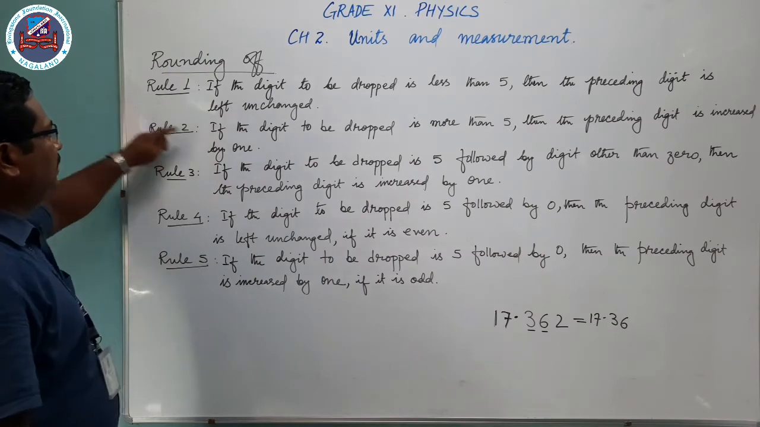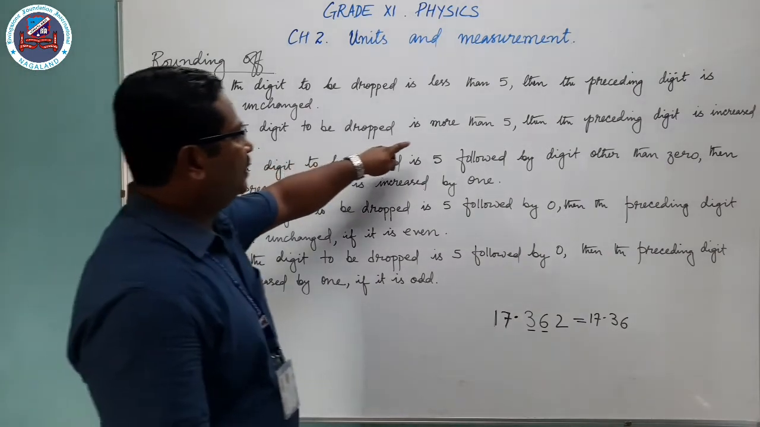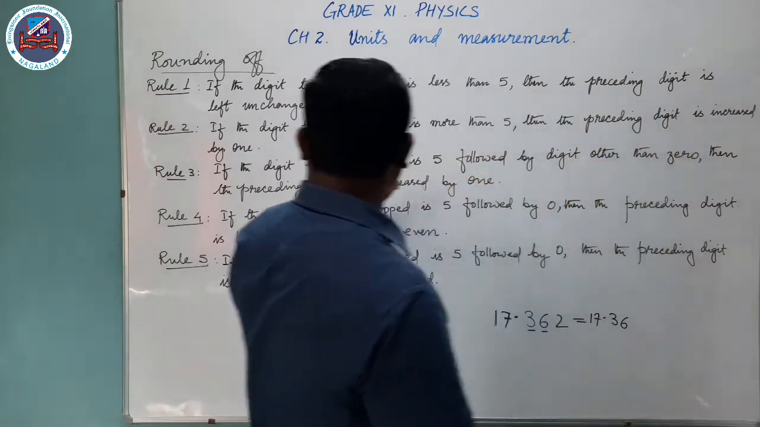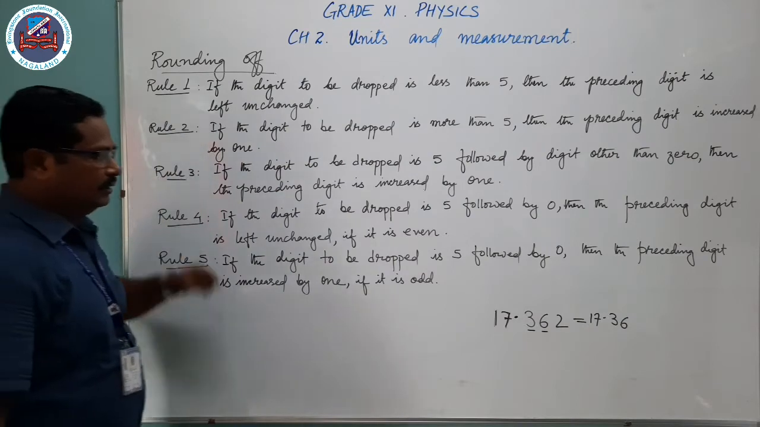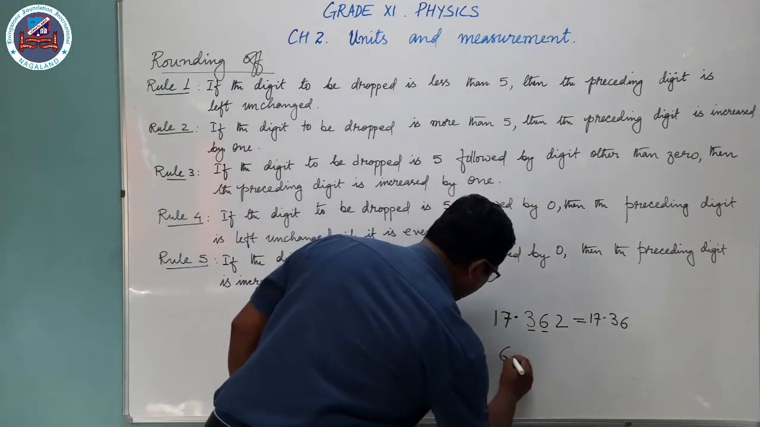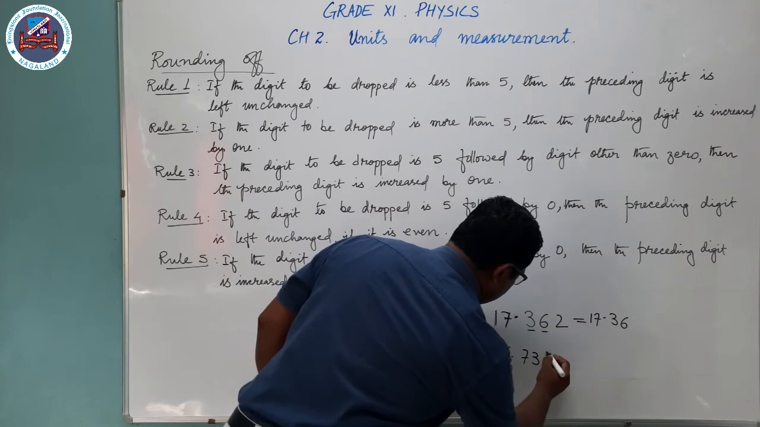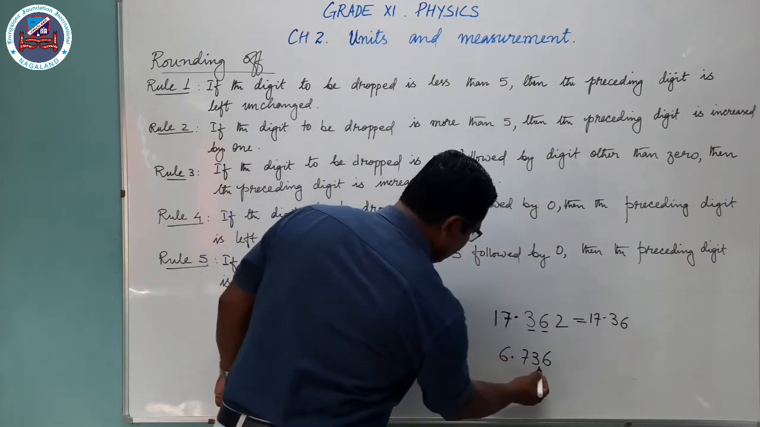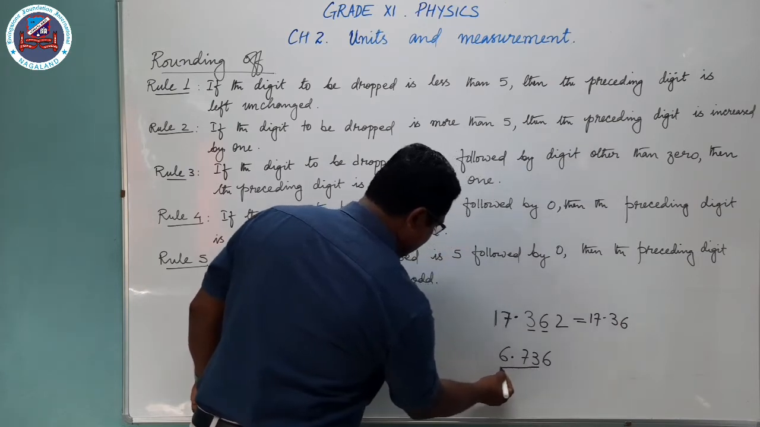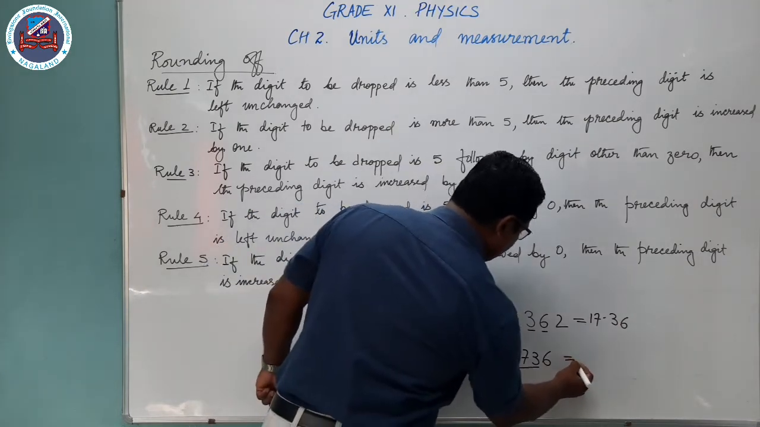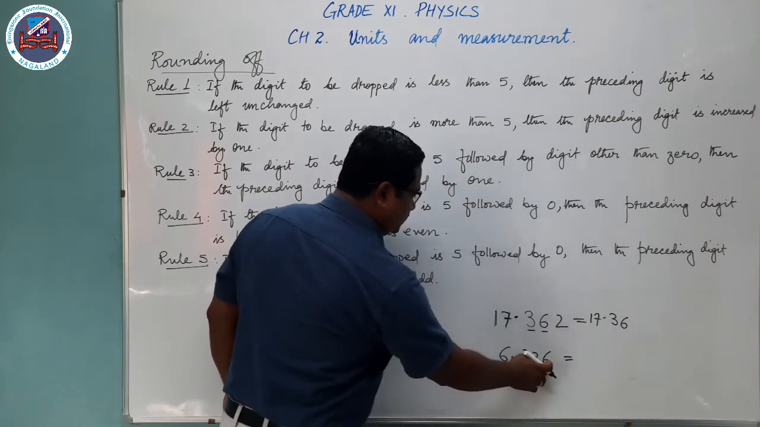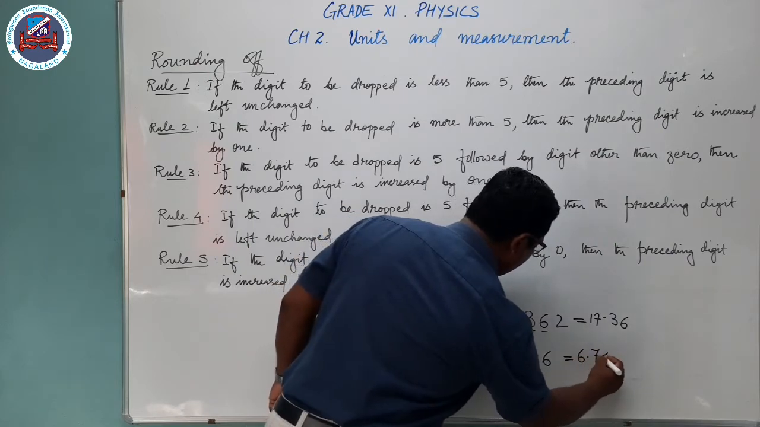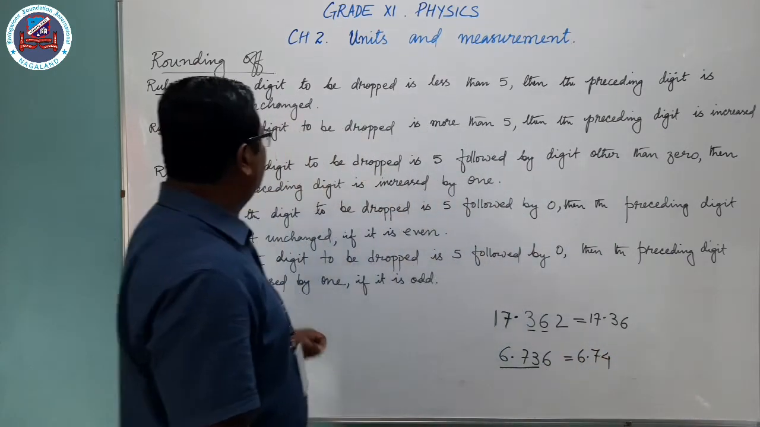The second rule: if the digit to be dropped is more than 5, then the preceding digit is increased by 1. Suppose this number 6.736. I want to round off after the decimal to 2 digits. Then if the digit to be dropped is more than 5, I'll have to add 1 here. It will become 6.74. This is the second rule.